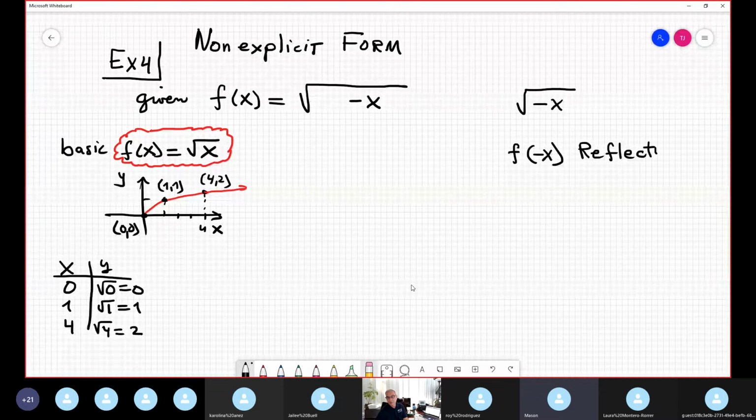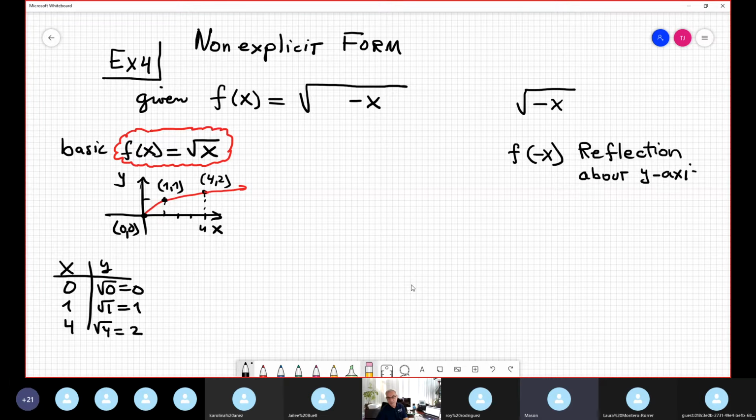Reflection, but in this case about the y-axis. Remember, we have two kinds of reflection. When you put a negative here, or when you put a negative here. This one is about x, which we discussed in the last number of the second example, and this is about y. What does it mean to be about y?